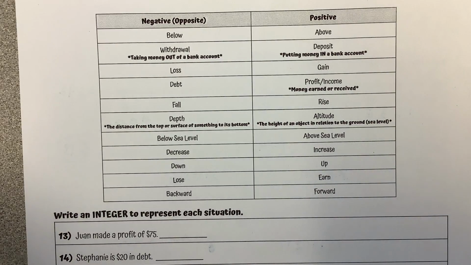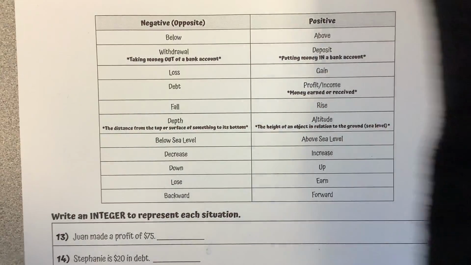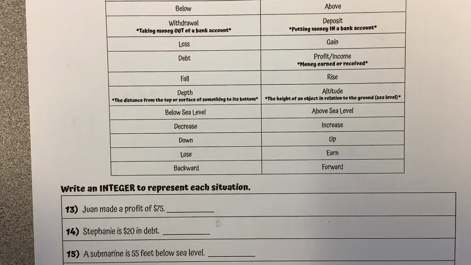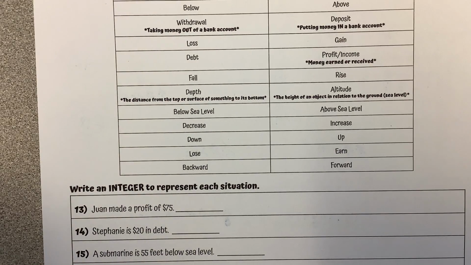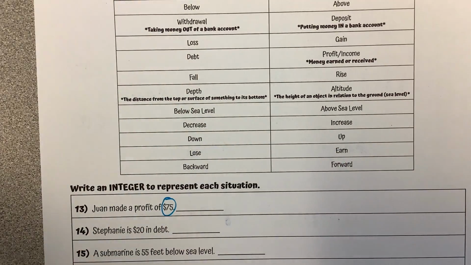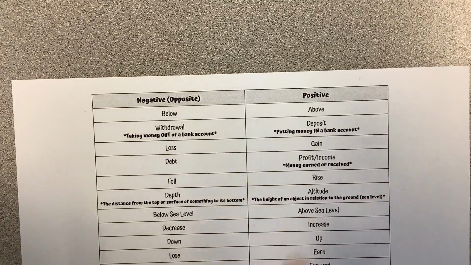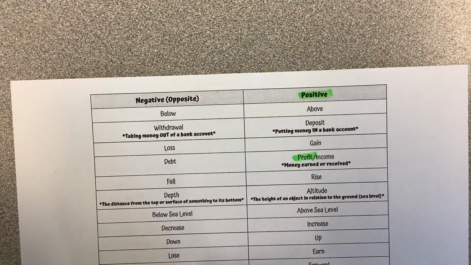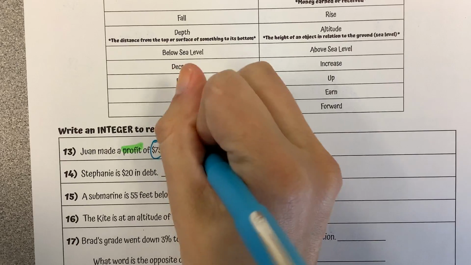Okay, now looking at these keywords again. And I have a little cutout sheet that I'm going to use to help me as well. So, it says Juan made a profit of $75. If I look at the word profit and I look at my chart here, I see that profit is on the positive side. So that's going to be positive 75.